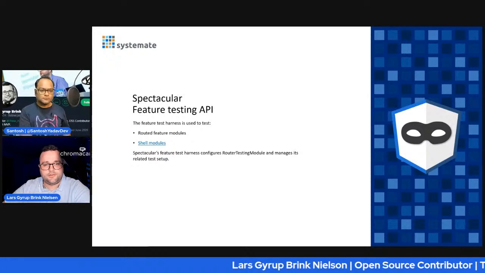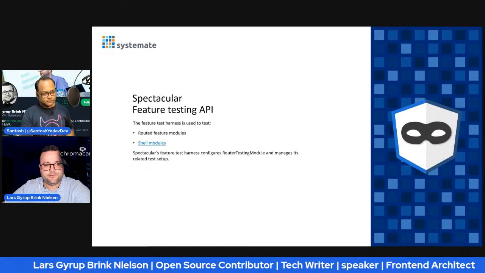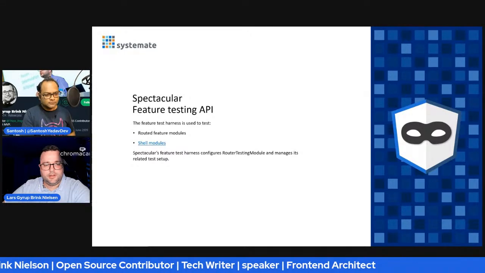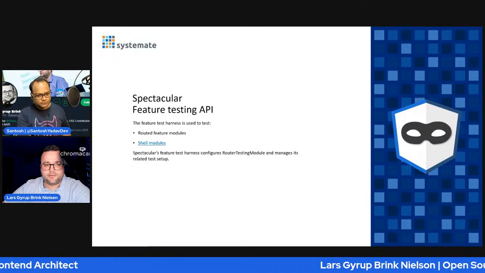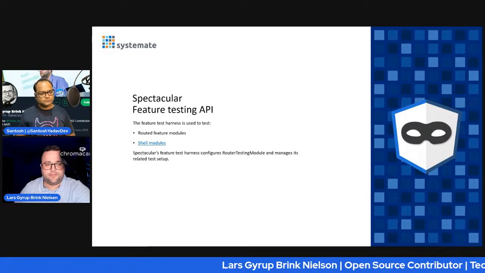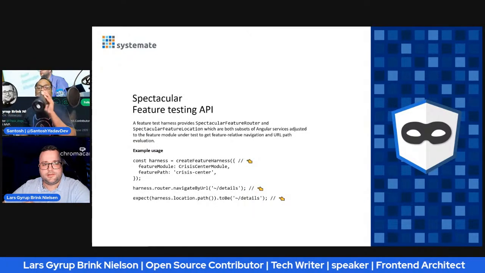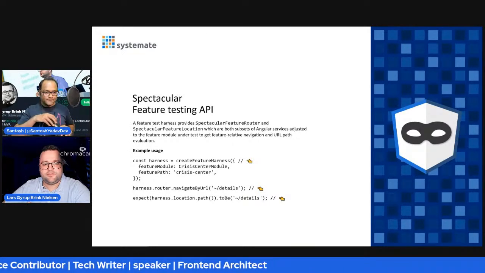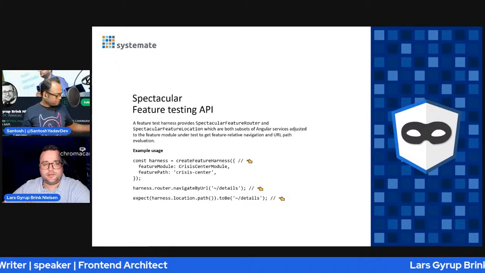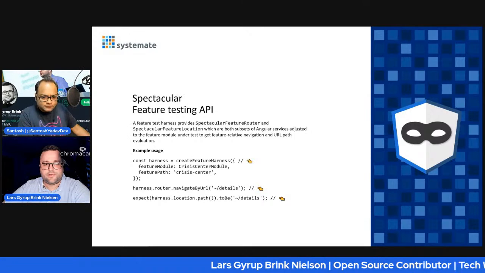And if you download the presentation, you'll see a link to an article by Nacho and me about different shell modules. So it configures the router testing module. It manages the related test setup with the TestBed, and it adds a couple of services on top of that that are not necessary, but they are convenient for the feature integration tests. So there's the Spectacular feature router and the Spectacular feature location service.